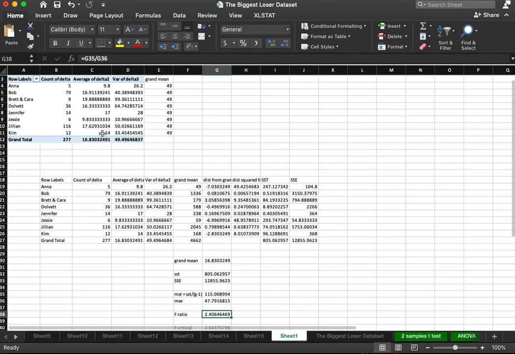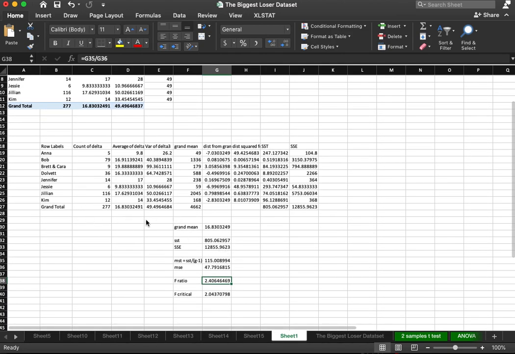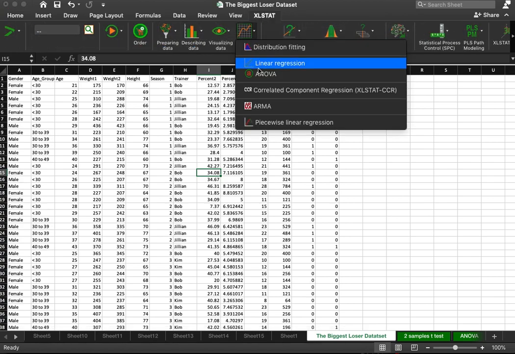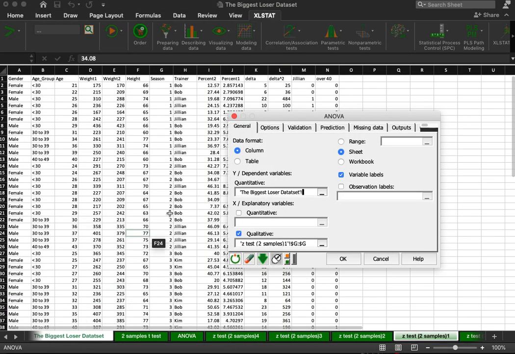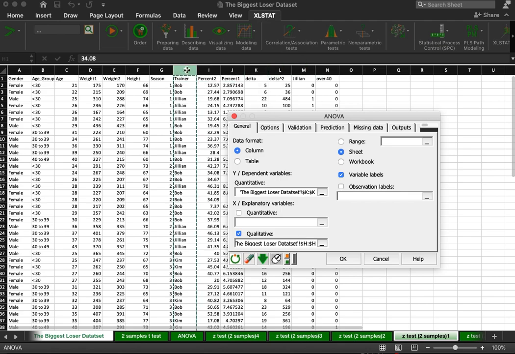So that was using a pivot table to go through and calculate each of the different steps. No magic, just takes some time to go through. Let's just do the same thing using XLSTAT. Click on XLSTAT, Modeling Data, ANOVA. My quantitative variable is delta, and my qualitative variable is trainer. I've got a label.